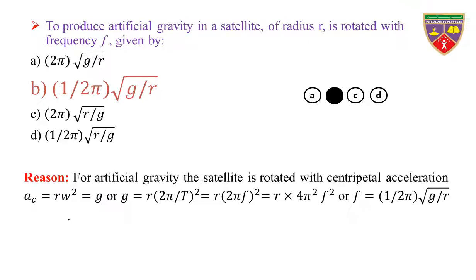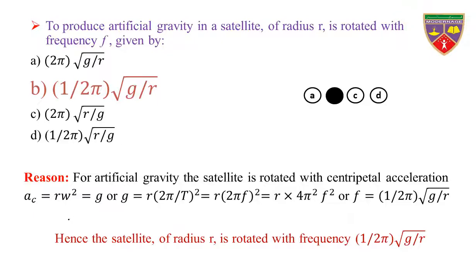Reason. For artificial gravity, the satellite is rotated with centripetal acceleration ac is equal to r omega square, which is equal to g, the gravitational acceleration. rg is equal to r into 2 pi divided by T whole square, which is equal to r into 2 pi f whole square, which is equal to r into 4 pi square f square. Rf is equal to 1 by 2 pi into square root of g divided by r. Hence, the satellite of radius r is rotated with frequency 1 by 2 pi into square root of g divided by r.